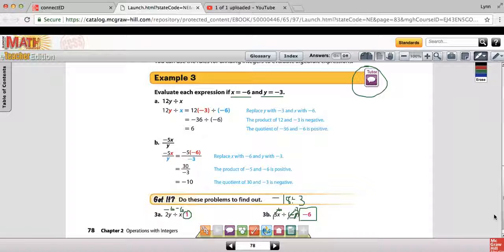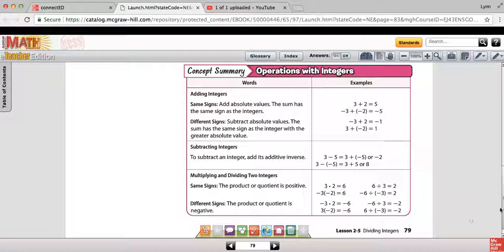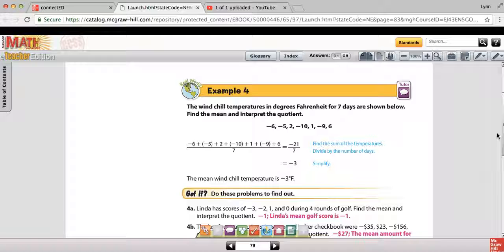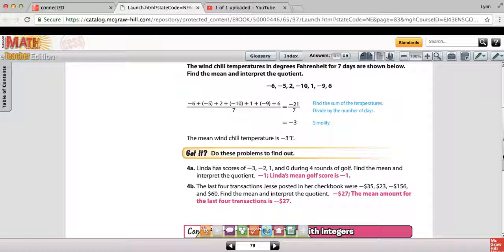For the next one we're going to look at, it's page 79, example 4 at the top of the page. We have the mean of some numbers. So you can look through that example. I'm going to jump down to 4a, where we have different scores on her round of golf. Linda had a negative 3, a negative 2, a 1, a 0, and a 4.